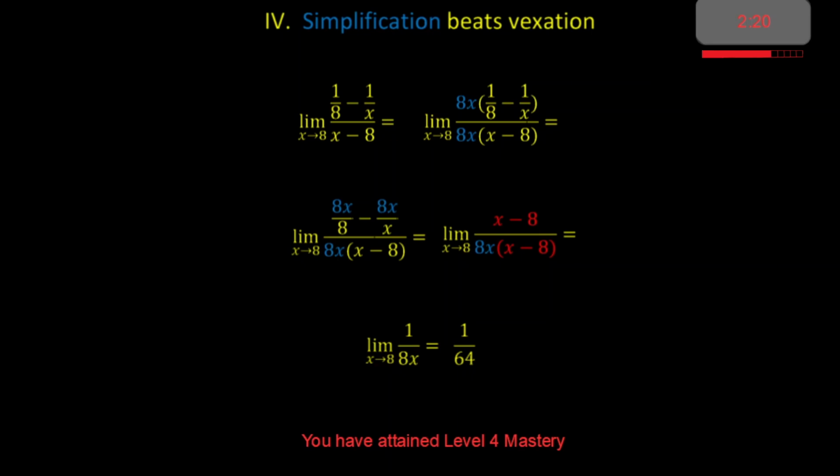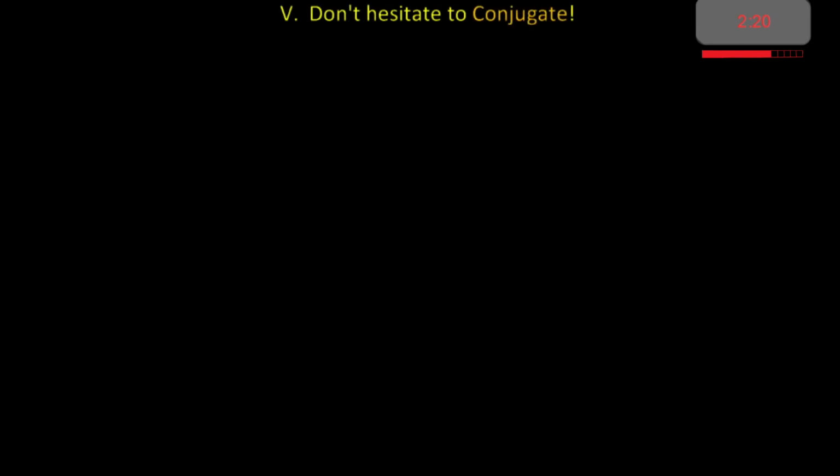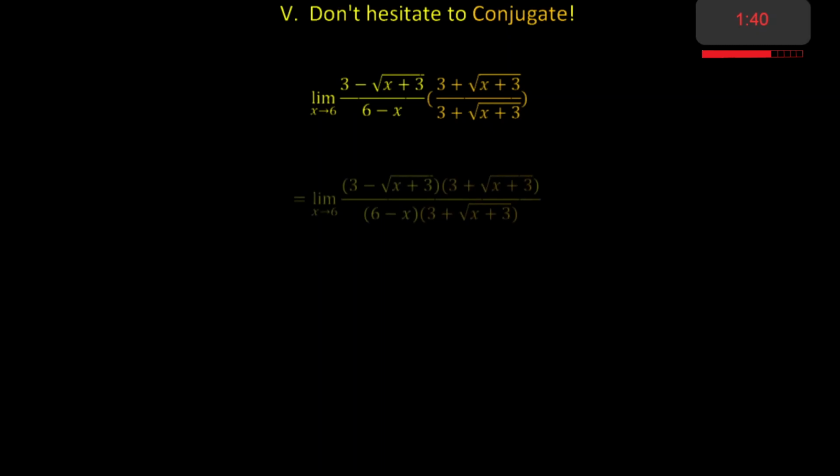Let's go forward. Our last technique for solving finite limit problems in calculus involves multiplying by the conjugate. The conjugate is formed by changing the sign between the two terms in a binomial. Hence, the conjugate of 3 minus the square root of x plus 3 is 3 plus the square root of x plus 3. Hence, we multiply both the top and bottom of the fraction by this expression. We can now write the expression as a single fraction as shown.